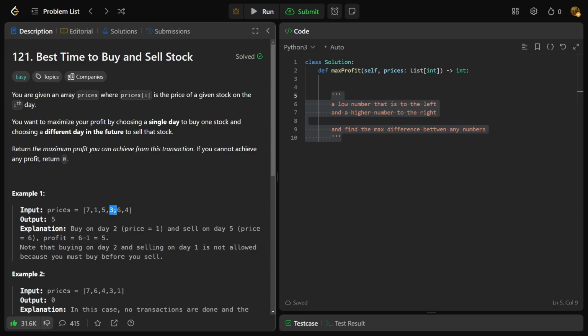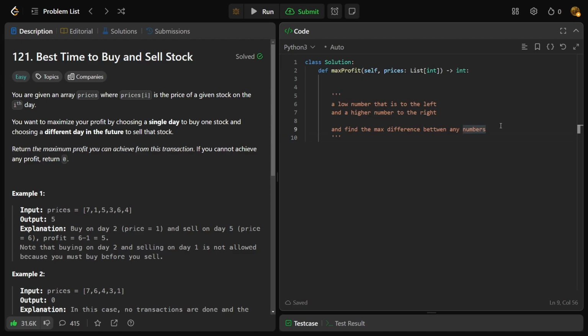Does 1 and 3 work? Yes, it'll give us a 2. 1 and 6 work? Yes, that'll give us a 5. And we can log that answer. We can evaluate all possible combinations within this array, and we can just save the maximum difference between the two different values and return that answer. This would work, but it's inefficient enough that we would get a time limit exceeded if we were to try to do this. So we need to think of a better approach.